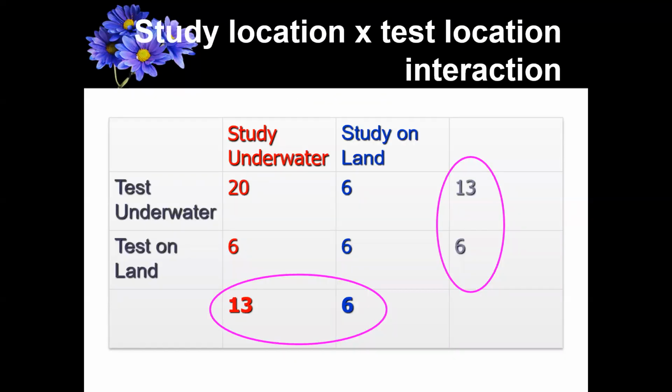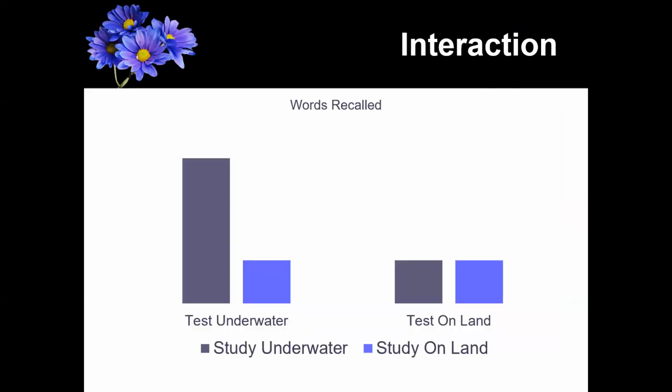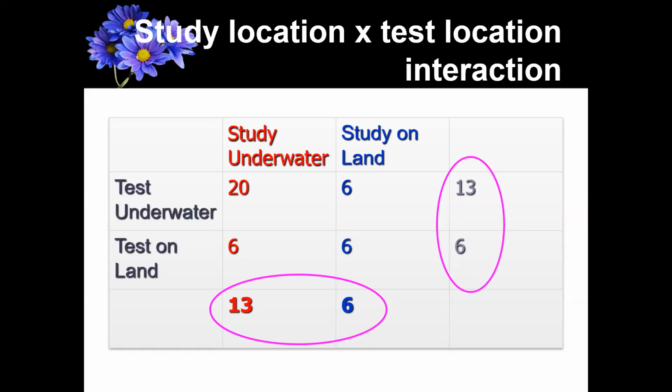Well, using our previous calculation, this actually gives the impression like there's main effects going on. So let's look at that. If we take the average of these two, the 20 and the 6, we get 13. Average of these two is 6. Average of these two is 13, and average of these two is 6. Well, there appears to be two main effects going on here, but that's actually not the case, right?